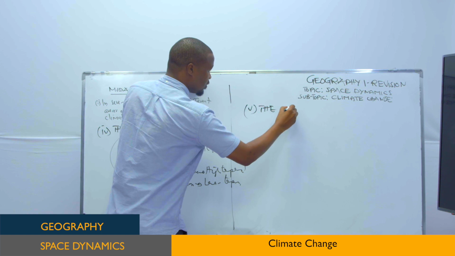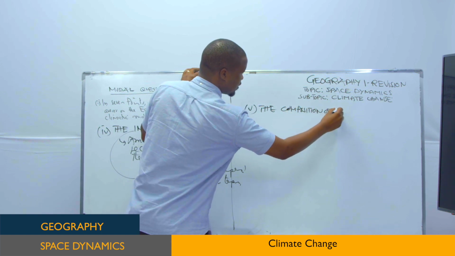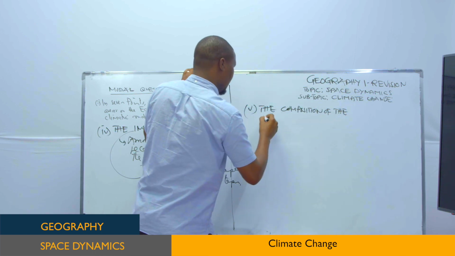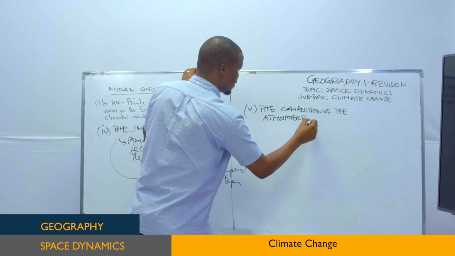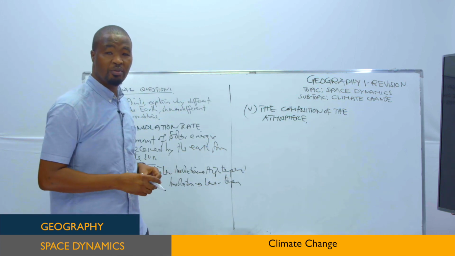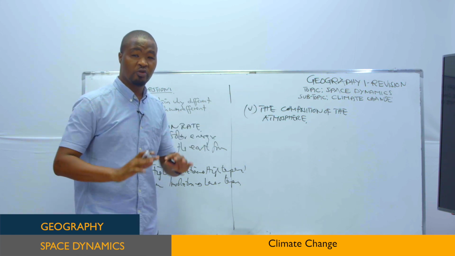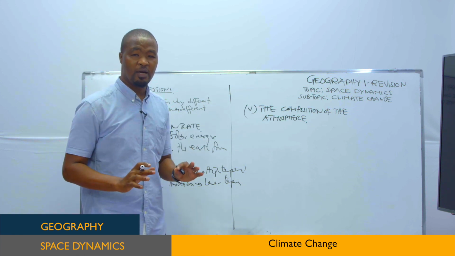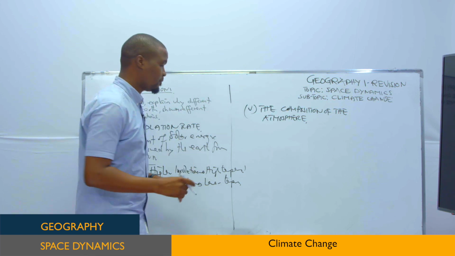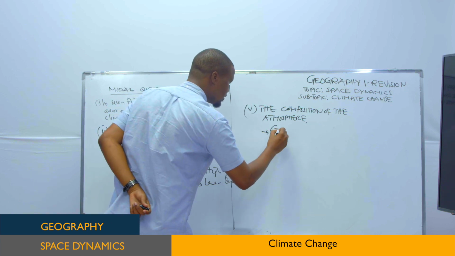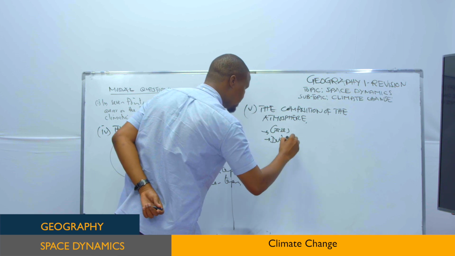The composition of the atmosphere. The composition of what? Of the atmosphere, or the atmospheric composition. It means right here we are talking about different materials that compose the atmosphere. Remember, not the Earth, the atmosphere. The atmosphere is made up of different materials. We have gases. We have dust particulate matter.